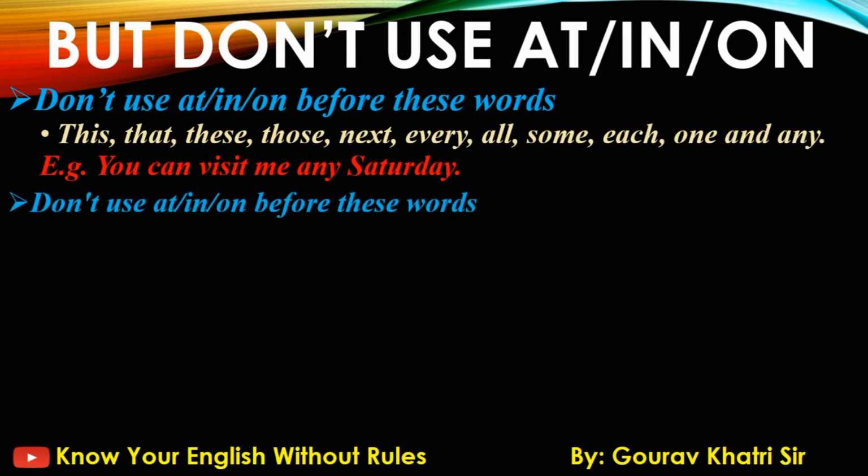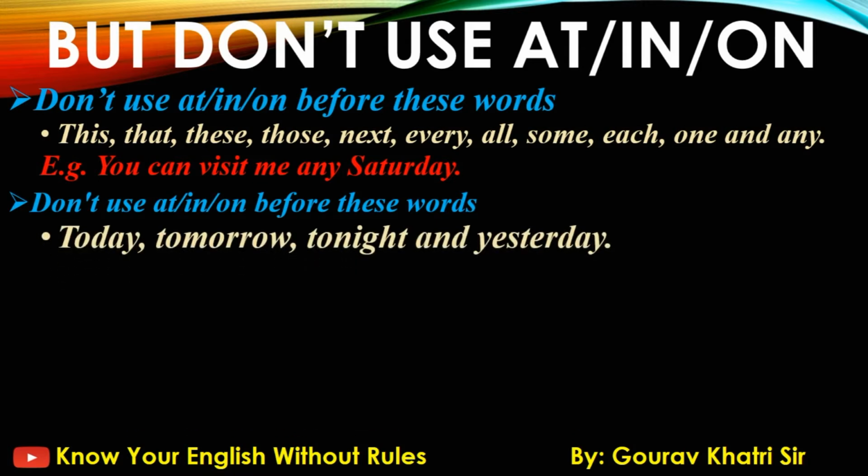The next one is, don't use at, in, on before these words. More words. Today, tomorrow, tonight, and yesterday. Of course, before these also, you cannot use these three words. See the example. I saw him yesterday afternoon. And don't say in the yesterday afternoon or on yesterday or at yesterday afternoon would be incorrect. Just say I saw him yesterday afternoon. No in, on, at before yesterday.